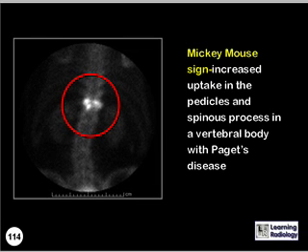What is the descriptive term given to this appearance? This is the Mickey Mouse sign, which is increased radiotracer uptake on a bone scan in the pedicles and spinous process in a vertebral body with Paget's disease.